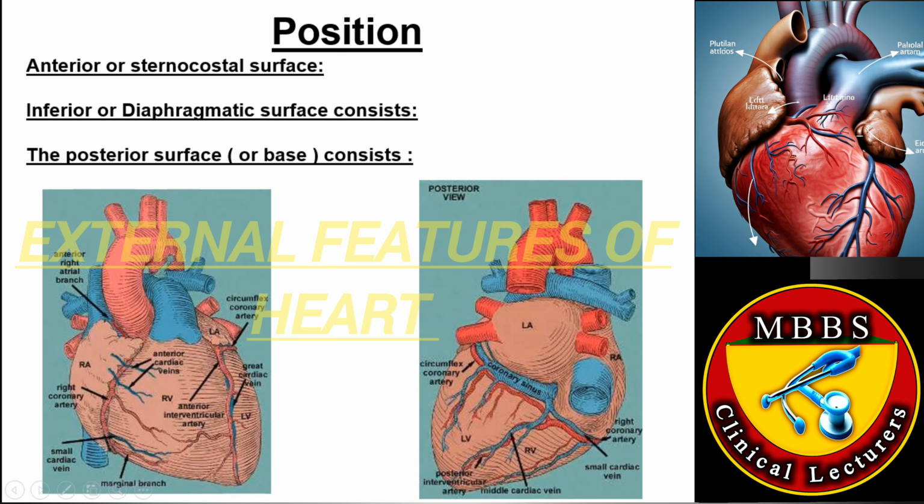The inferior or the diaphragmatic surface consists of the right atrium receiving the inferior vena cava. This is the inferior border. You can see here, this is the inferior vena cava. The posterior atrioventricular groove. The posterior surface or the base, this is the posterior surface. It consists of the left atrium. This is the left atrium, you can see here, receiving the 4 pulmonary veins. These are the pulmonary veins.